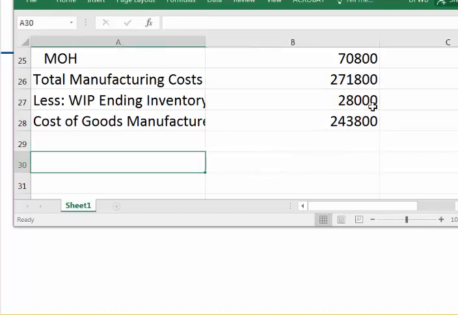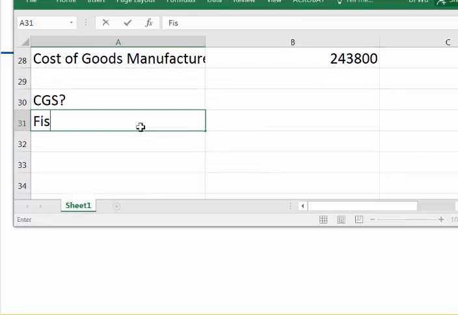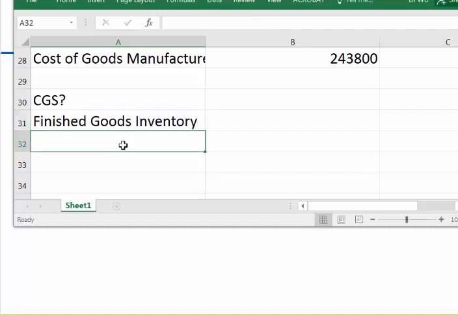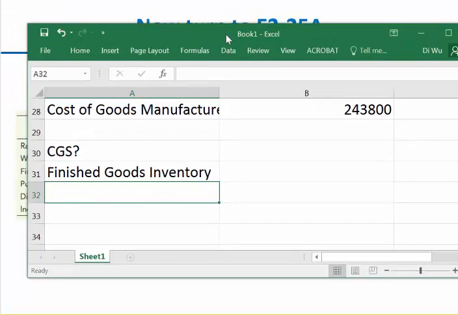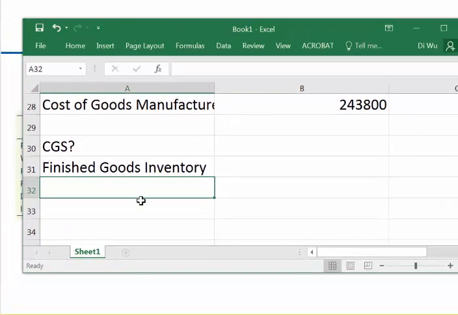Next one is the CGS. How to find the CGS? In order to find the CGS, we have to use the last inventory account, called finished goods inventory. You have to use the finished goods inventory to find the CGS. And how to do that? We have to take a look at the beginning inventory. I'm going to put FG for finished goods.